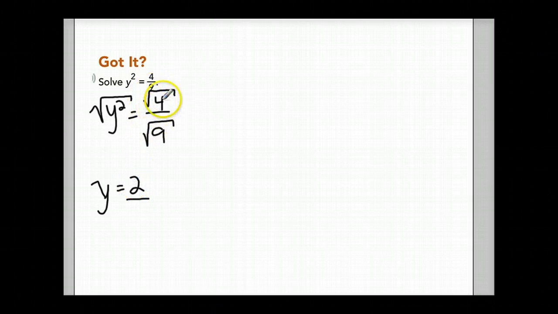Remember, this is just undoing. Square root of 9 equals 3. Now again with this, it's not only positive 2 over 3, but it's negative 2 over 3, because negative 2 over 3 times negative 2 over 3 would give me a positive 4 over 9. So y is going to equal both 2 over 3 and negative 2 over 3.